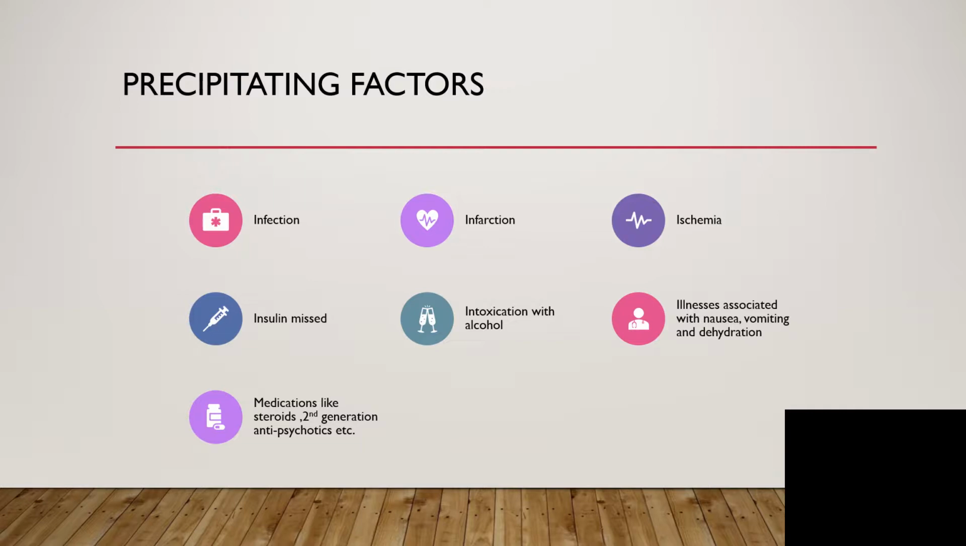Okay, illnesses associated with conditions that could lead to nausea, vomiting, and dehydration. And of course, medications like steroids or second generation antipsychotics that could shoot up the level of glucose. As a matter of fact, for medical students, there are what they call the 5 I's of precipitating factors leading to diabetic ketoacidosis. That would be infection, infarction, ischemia, insulin missed, and intoxication. So I've added another I here, illnesses, with medications like corticosteroids and second generation antipsychotics and so on.